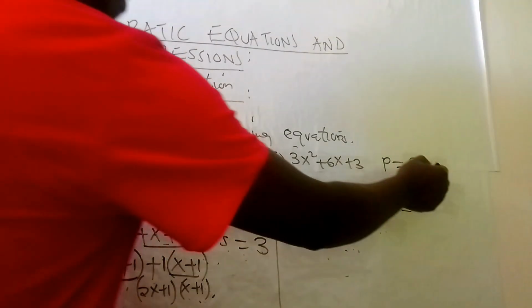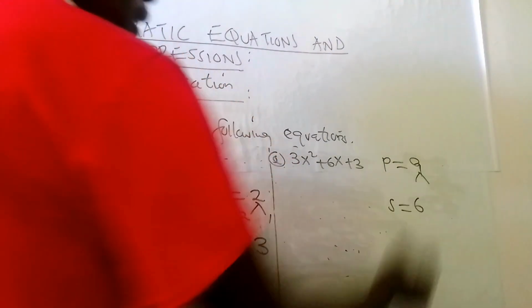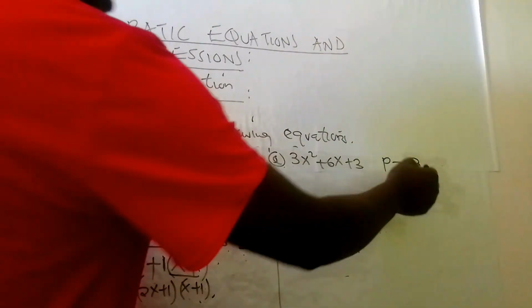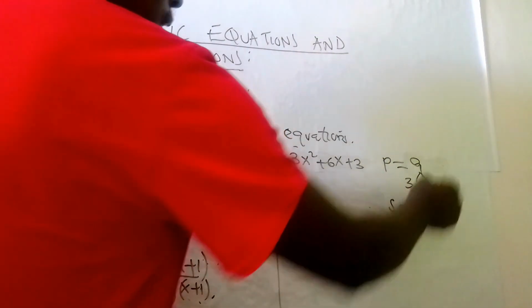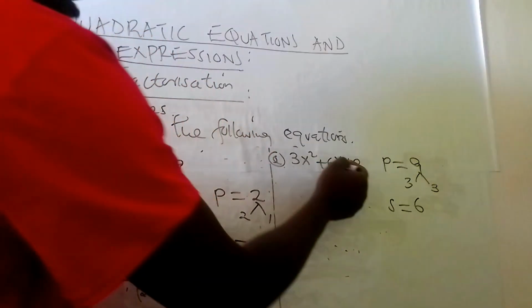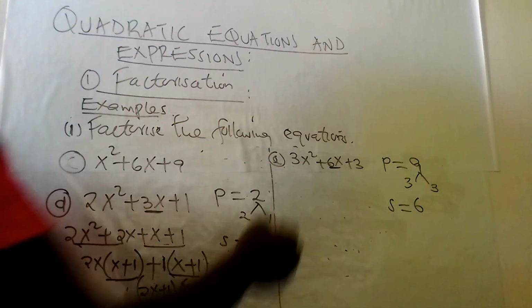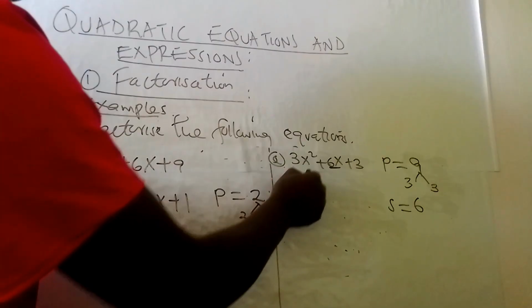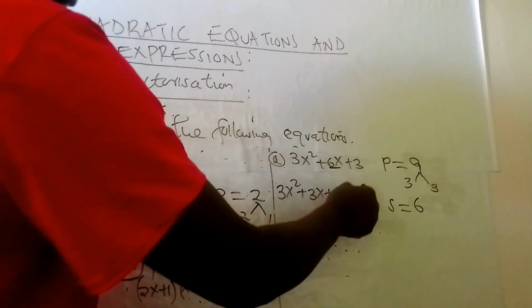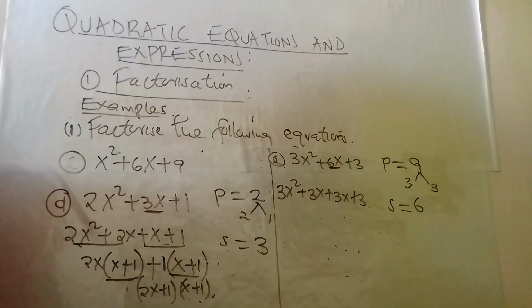So what do you do? You find the factors of 9. Two numbers which you multiply, you get 9. When you add them, you get 6. So the numbers are 3, 3. Then use these factors now to express your 6x in two ways. So you're going to have 3x squared plus 3x plus 3x plus 3.